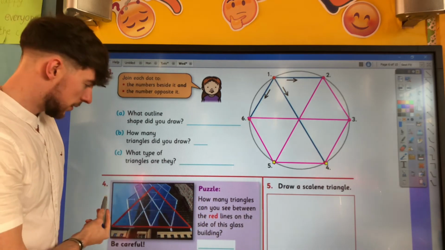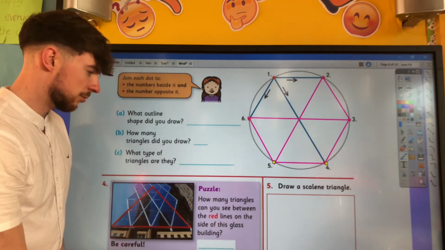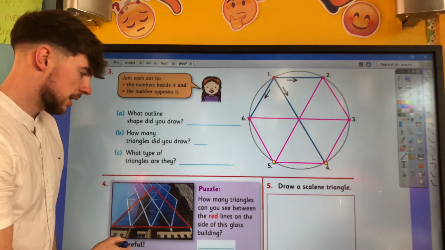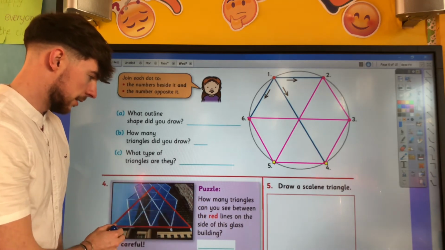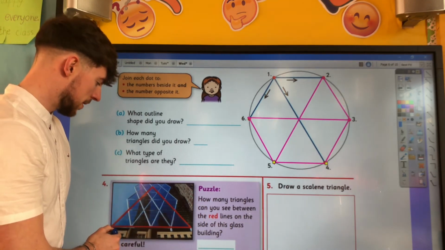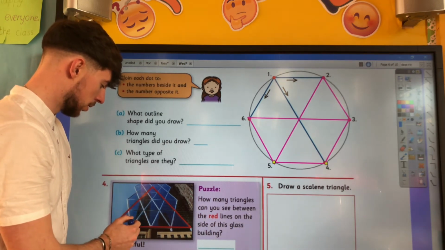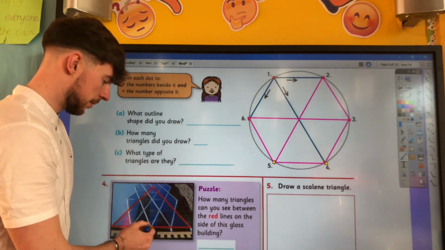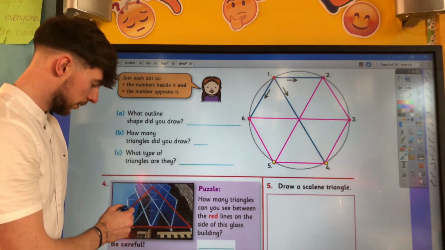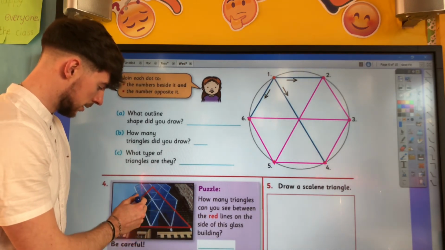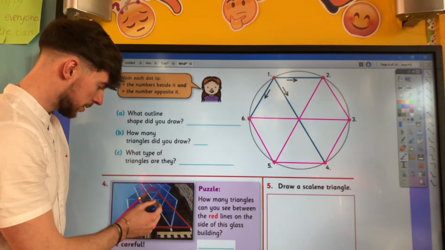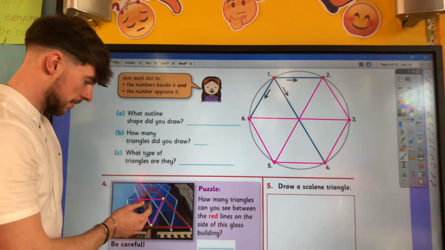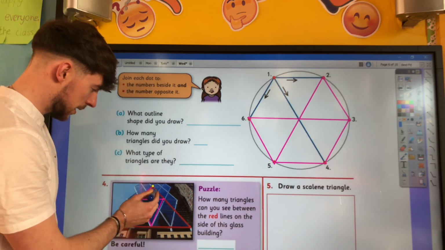Okay, and then question 4 down here. How many triangles can you see between the red lines on the side of this glass? So how many triangles can you see between the red lines? So inside here, okay? So maybe we have 1, 2, 3, 4, 5, 6, 7 on the bottom line, okay? Now we also have one here. We also have this one up this way. We also have one going across here. We have 1, 2, 3 here, okay, and we also have another small one up here then.